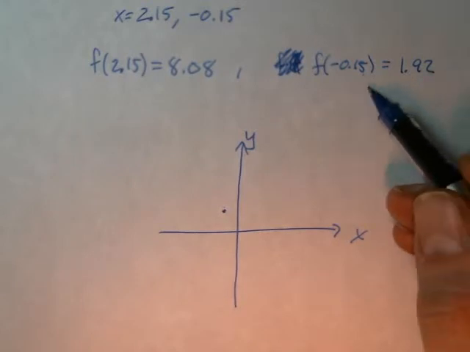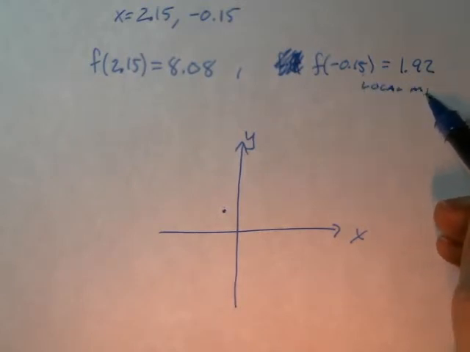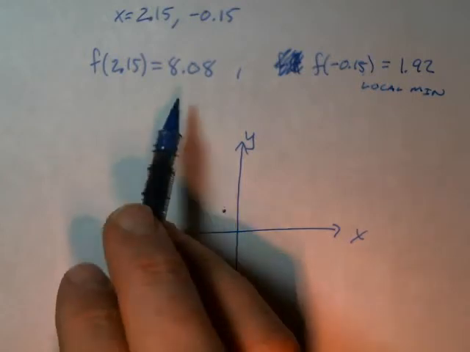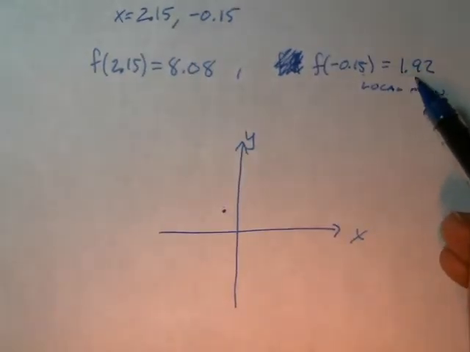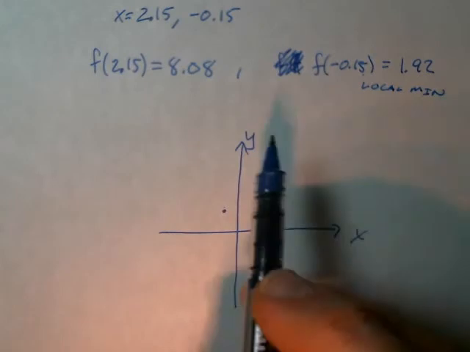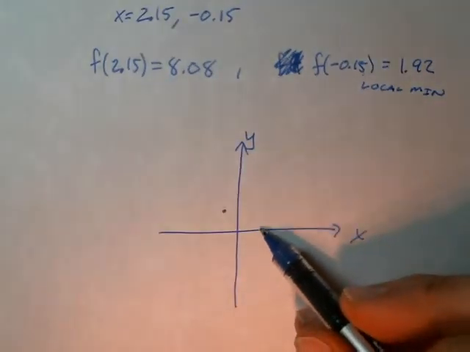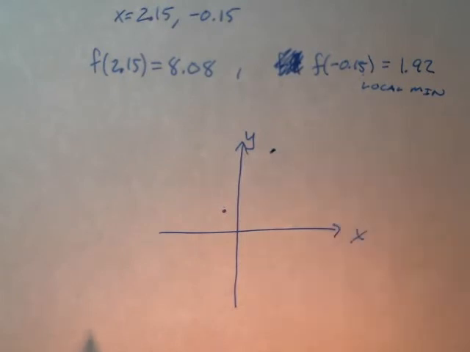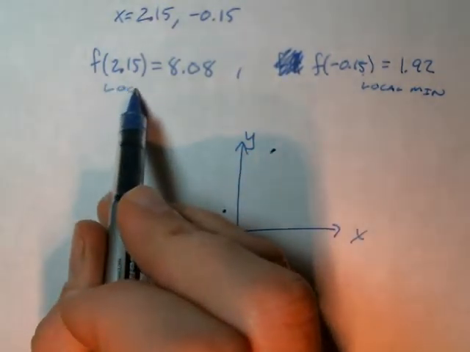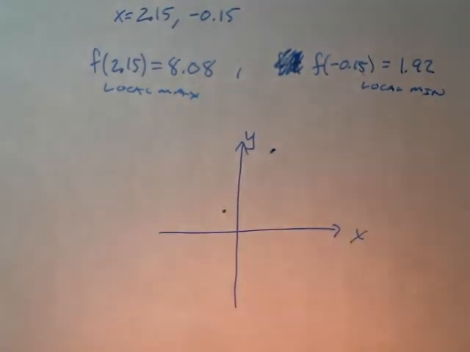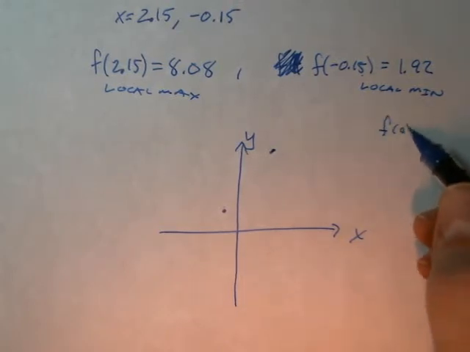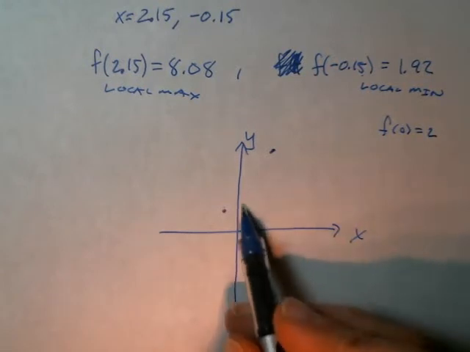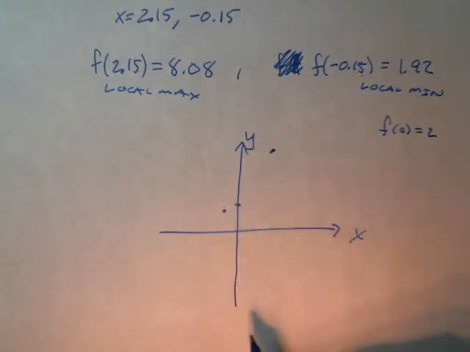Now this right here has got to be the local min, because why? Because 1.92 is less than 8.08, so this point on the graph is lower than the other. This point on the graph is over here, where x is 2.15 and the y value is 8.08. So this point is the local max. And you can easily see that when you put 0 into f of x, f of 0 is just 2. So it must cross right there.